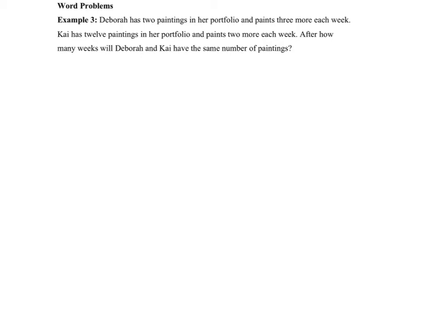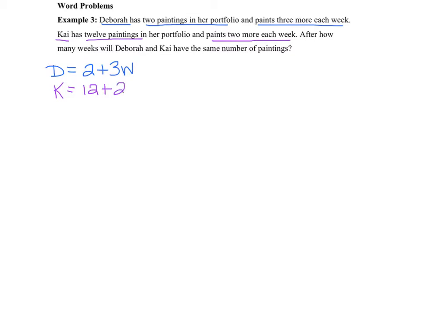So let's first identify what we need to know. We know Deborah has 2 paintings in her portfolio already and paints 3 more each week. So let's write that down. Deborah equals 2 paintings plus 3W, 3 a week. Now Kai has 12 paintings in her portfolio and paints 2 more each week. So we have K equals, she has 12 paintings plus 2 more a week, so 2W.